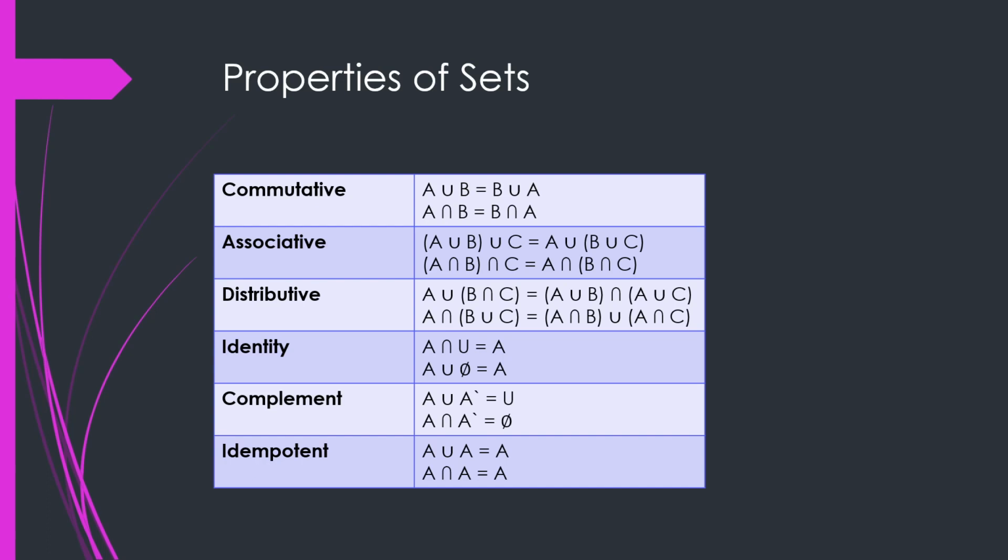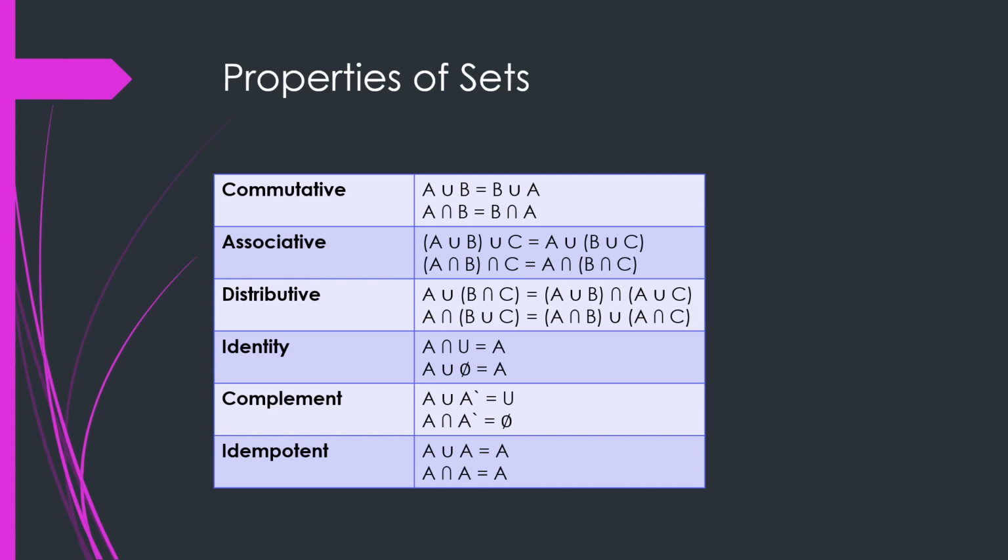Now we have the identity property, and that is basically what we said before. So the union of A and null is A, the intersection of A and U is A. Complement: the union of A and A's complement is the universal set. The intersection of A and A's complement is the null set, because a set and its complement are mutually exclusive. They contain all different elements.